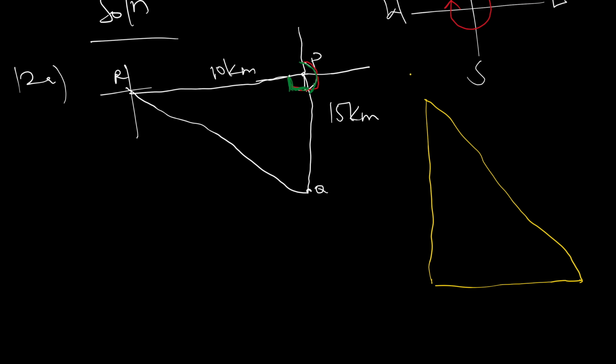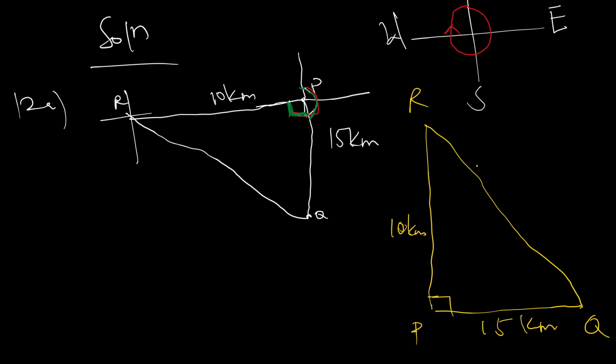When we draw the right angle triangle, it will look like this. We have our R, P, Q. From R to P is 10 kilometers. From P to Q is 15 kilometers. And we have our 90 degrees. Now we are being asked to find the length of QR, which is our hypotenuse, H. From Pythagoras' theorem, H squared is equal to 10 squared plus 15 squared.